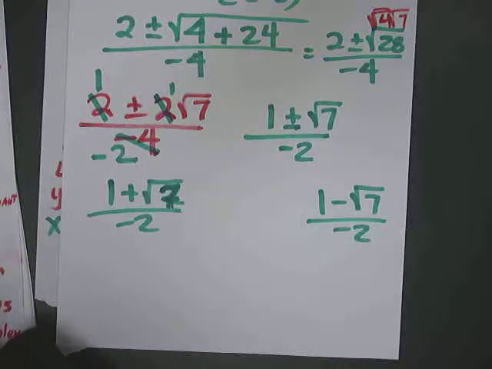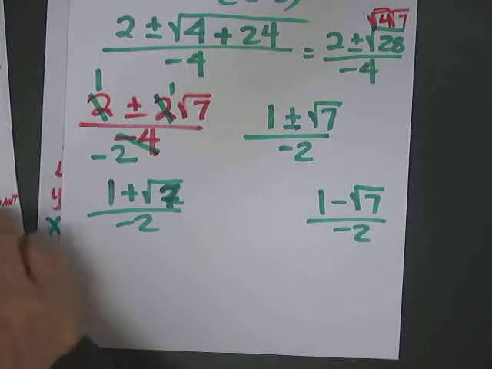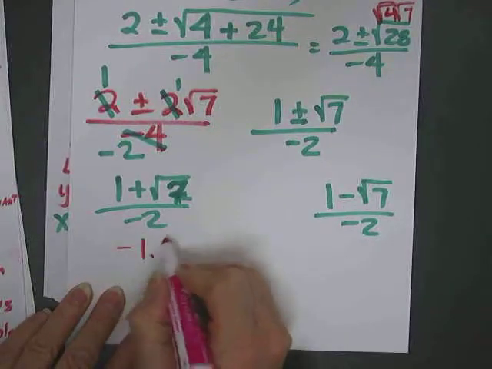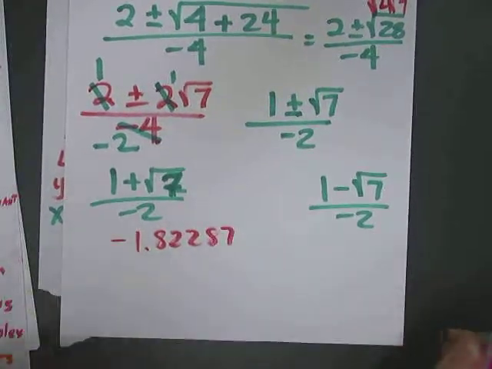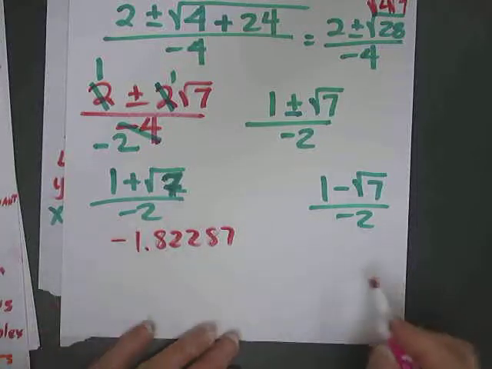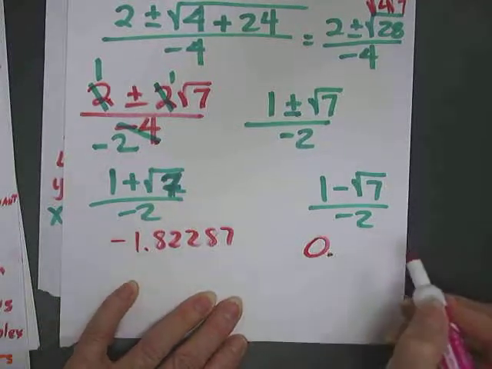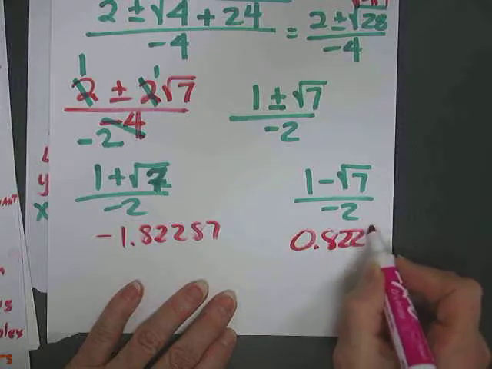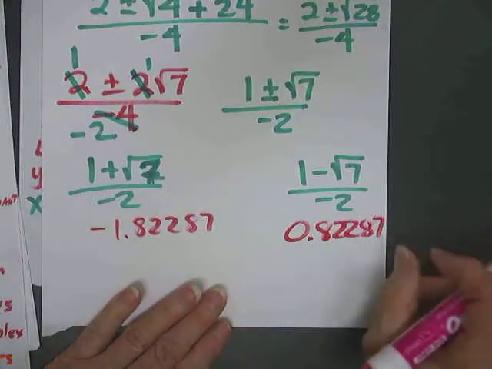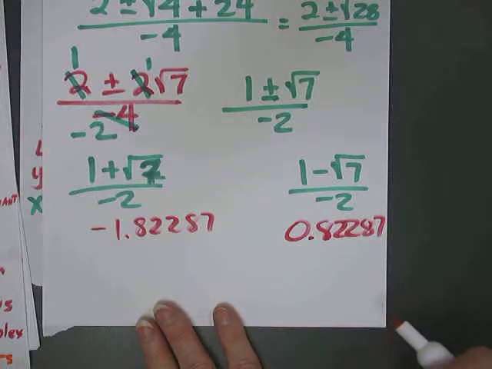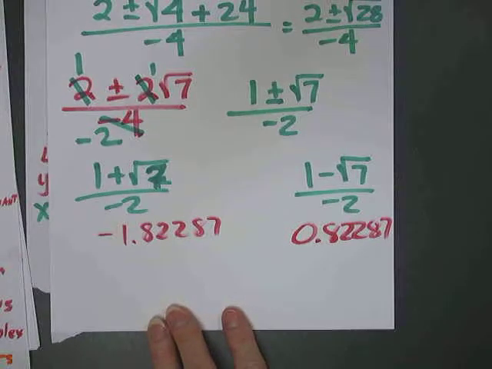2 divided by 2. So you have 1 plus or minus 1 square root of 7 over negative 2. So you have 1 plus square root of 7 over negative 2 and 1 minus square root of 7 over negative 2. Oh, it's your 7. Yes, that was a 7. I just wrote it like a 2. Right. Okay.